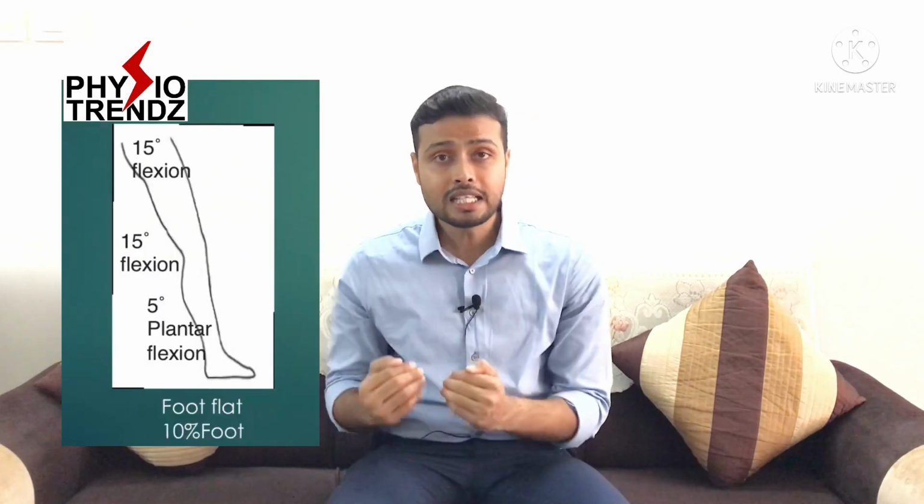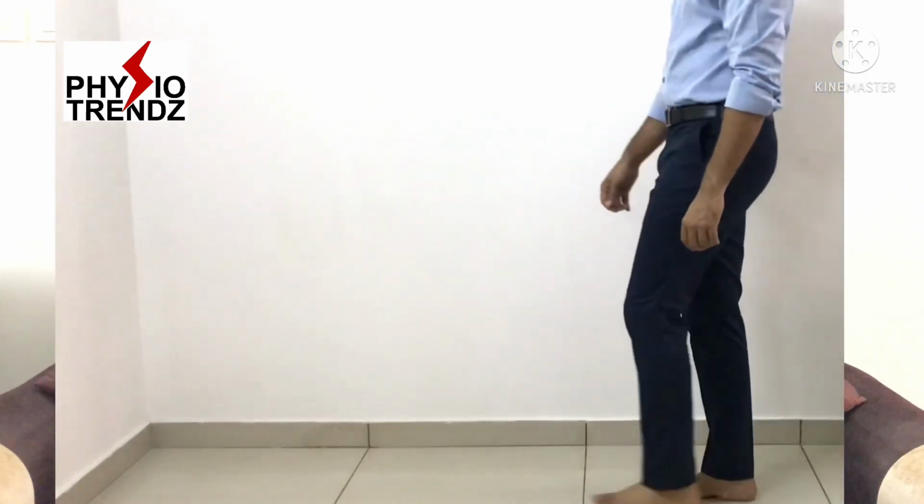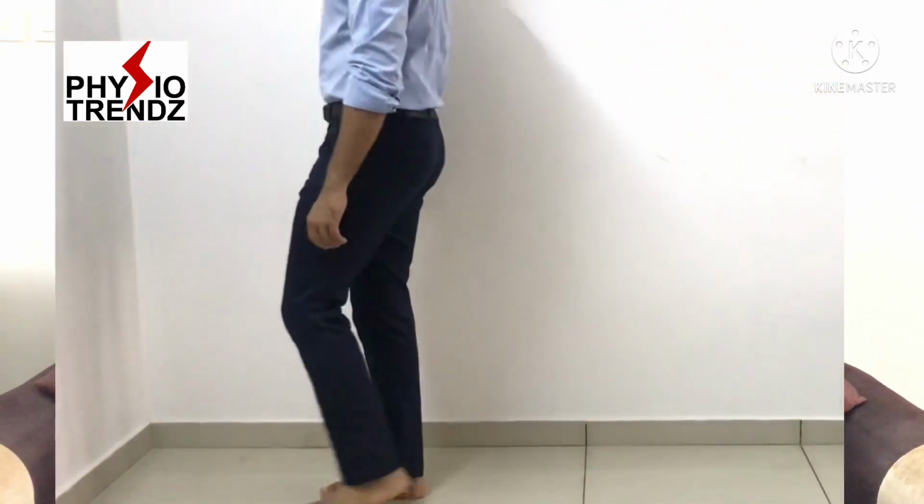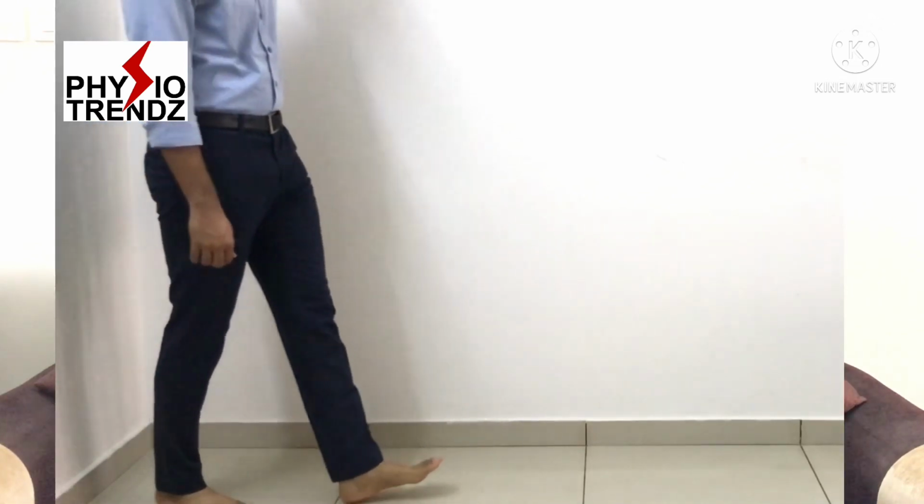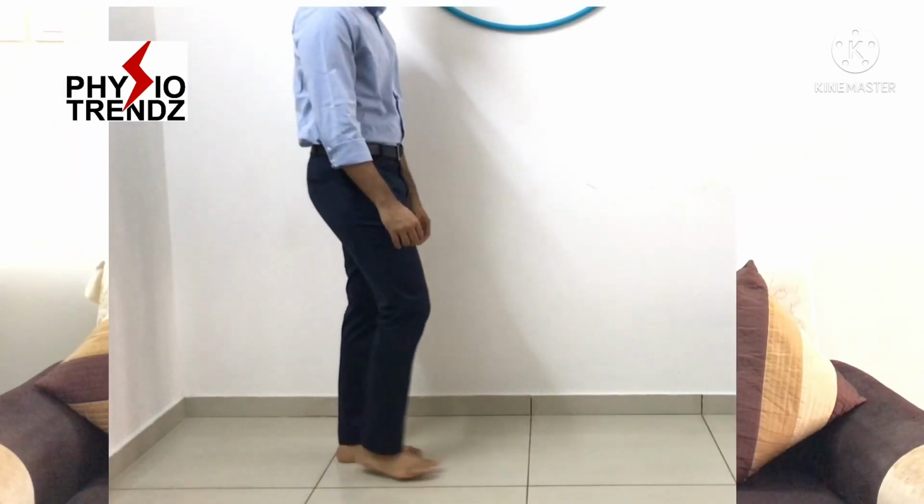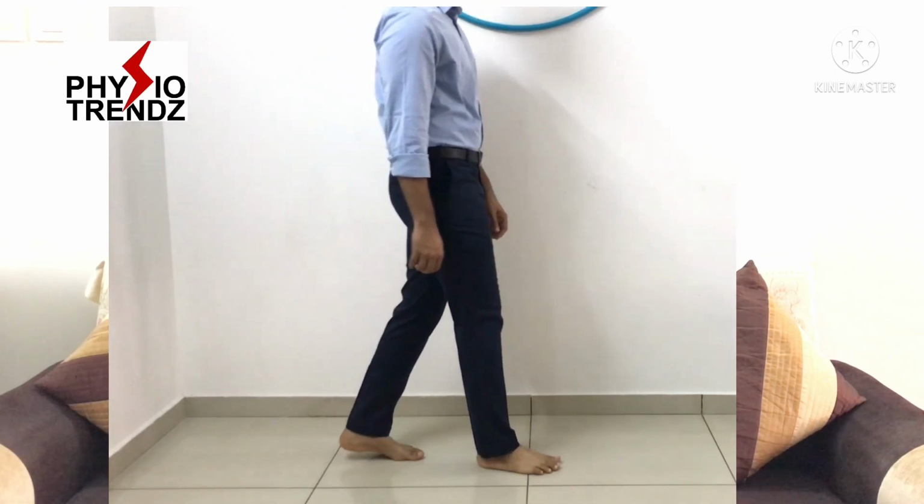Moving on to foot flat. Foot flat is a position in which the body tries to go in the forward direction, and because of that you will see flexion in the knee joint as well as slight plantar flexion in the ankle joint. So the flexion of the hip reduces to 10 to 15 degrees, the knee joint becomes 15 degrees of flexion, and the ankle joint becomes 5 degrees of plantar flexion.